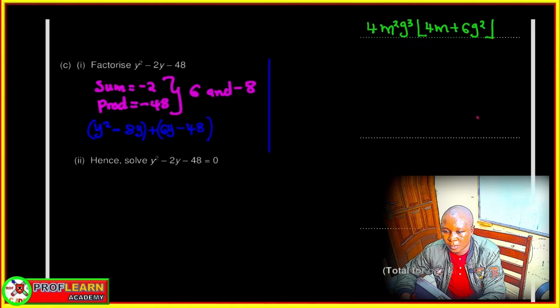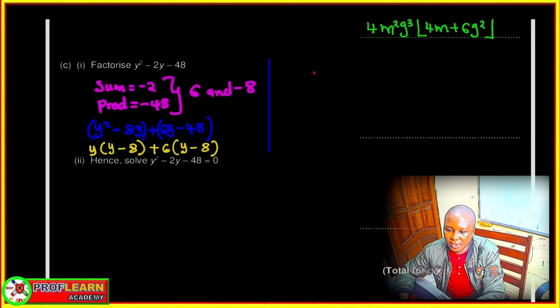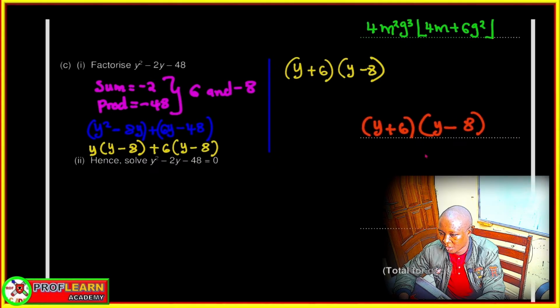Then we group these two together. We factor out what's common: in the first bracket we factor out y, and we remain with y minus 8. In the second bracket we factor out 6, and we remain with y minus 8. Then we can write this as y plus 6, into y minus 8, and this is now the factorized form of the expression.